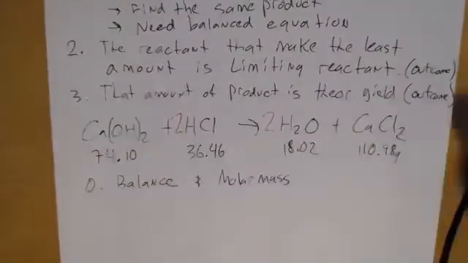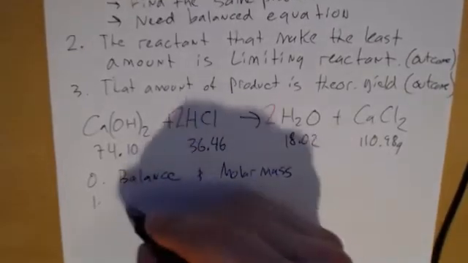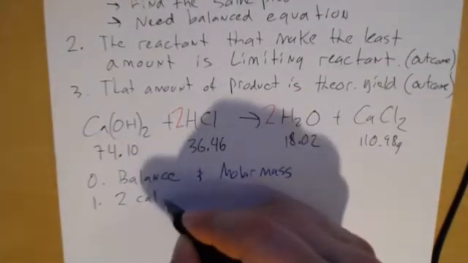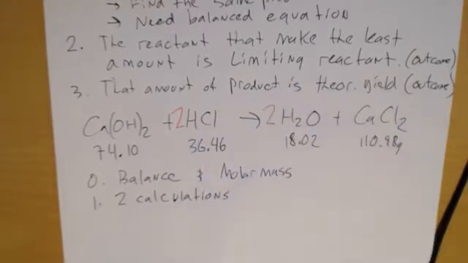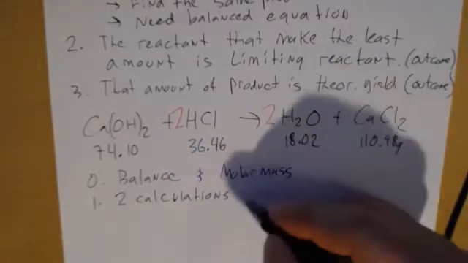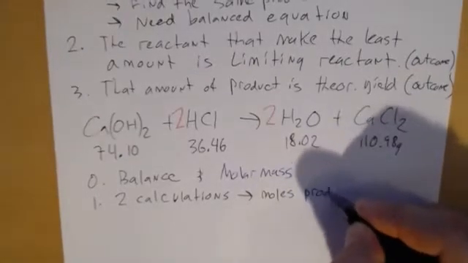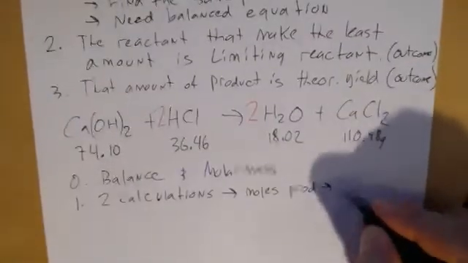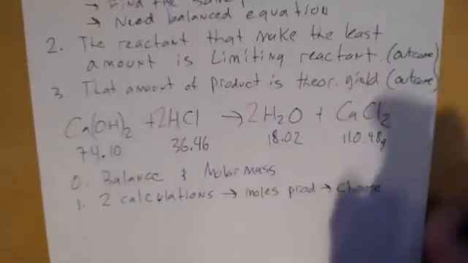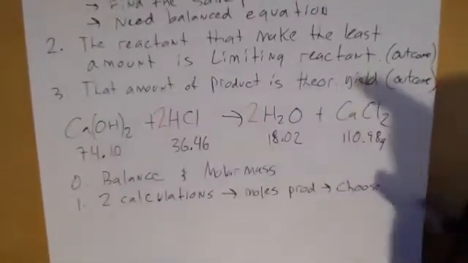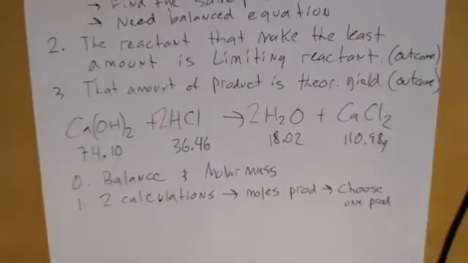Okay, so then step 1 is 2 calculations. If you want, I'm going to show you a shortcut. I'm going to go just to moles of product. And again, I'm only going to choose 1. Usually the problem will have a product that's interesting. Maybe water's not so interesting. Let's do calcium chloride. Choose 1 product, right?